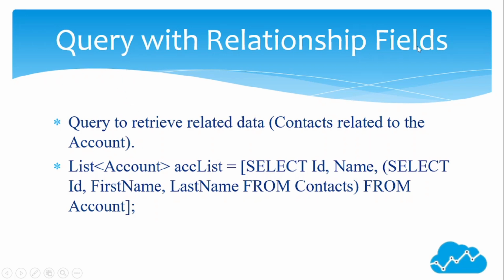Query with relationship fields: query to retrieve related data, contacts related to the account. We have to write the query: List<Account> accList = [select id, name, (select id, firstName, lastName from contacts) from account].